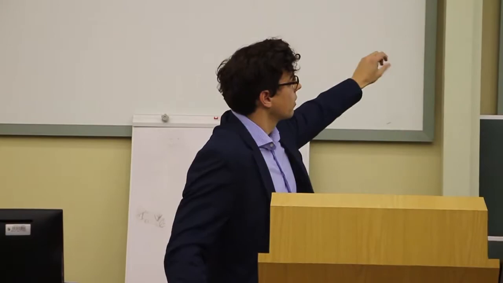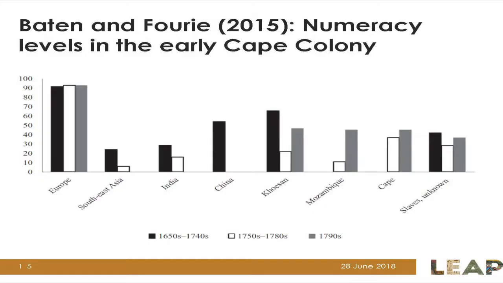So if you go to the court, then you must report your age. And age can tell you a lot about a person, not only how old they are, but it can also tell you something about numeracy, about that person's ability to report their age. And if you calculate numeracy using aging techniques, then you can differentiate the different ethnic groups at the Cape. So you've got the European settlers, but then you've also got other ethnicities, mostly from the Indian Ocean. And you can classify the different levels of numeracy that they had, and then changes over time.